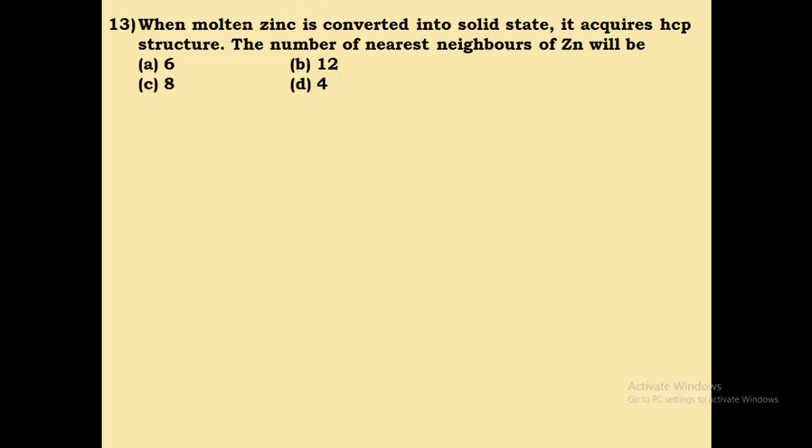Next, 13th, the molten zinc is converted into solid state. It acquires HCP structure. The number of nearest neighbors of zinc will be. So in close packed structure, when it forms HCP, it will form 3-dimensional HCP structure. The number of nearest neighbors indicates coordination number. Okay, the coordination number is 12 for HCP. So the number of nearest neighbors of zinc will be option B, that is 12.